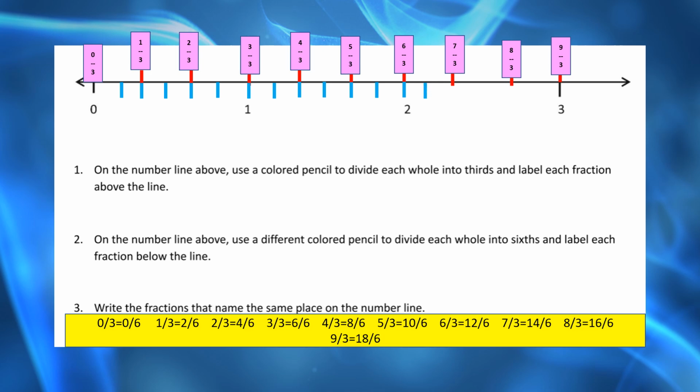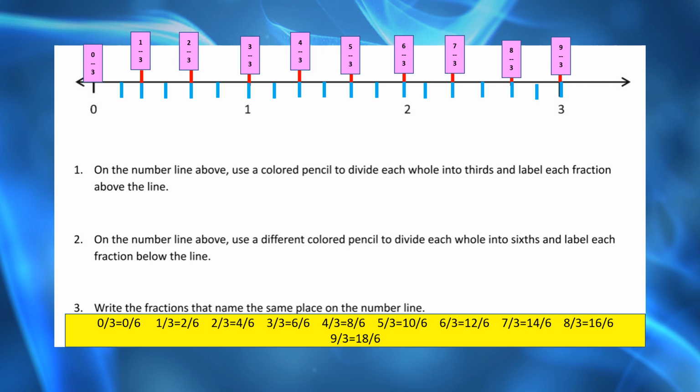The 13th line should be between 6/3 and 7/3. The 14th line should be directly under 7/3. The 15th line should be between 7/3 and 8/3. The 16th line should be directly under 8/3. The 17th line should be between 8/3 and 9/3. And the 18th line should be directly under 9/3. Now let's label our sixths.